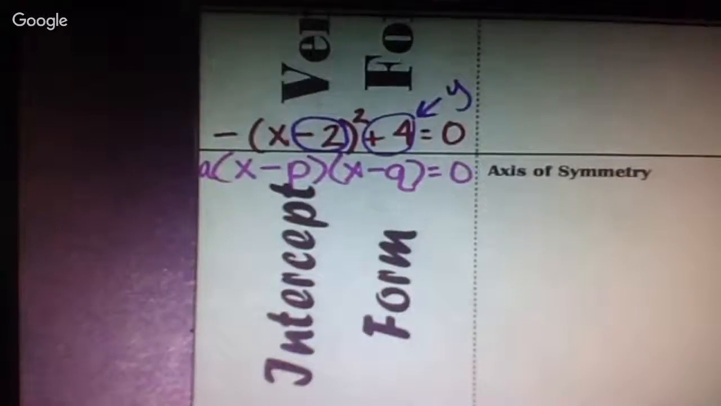Okay. So this is the best part: 2 sets of parentheses, intercept. 1 set of parentheses, vertex. No parentheses, standard.